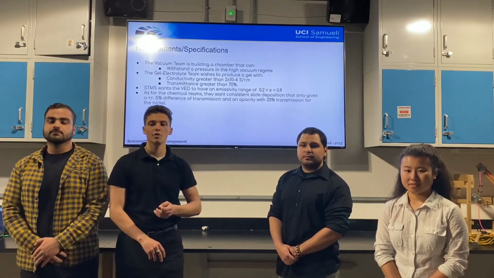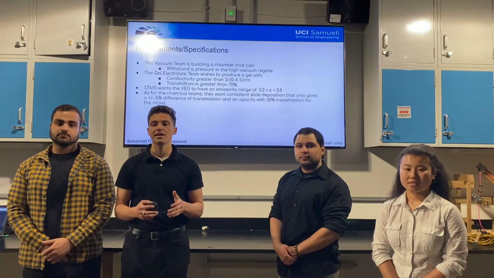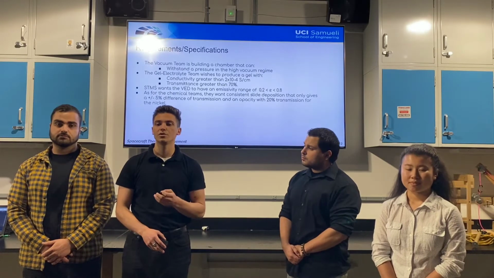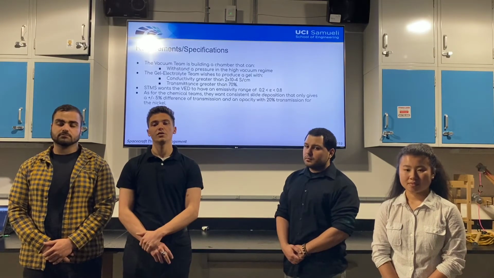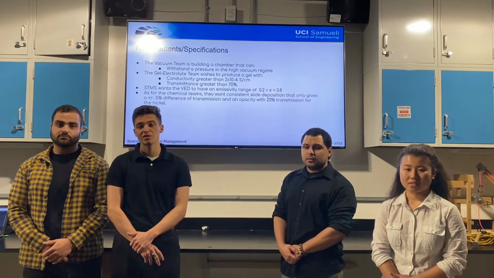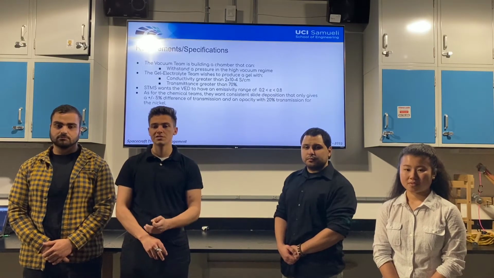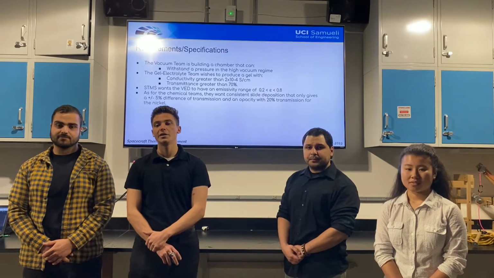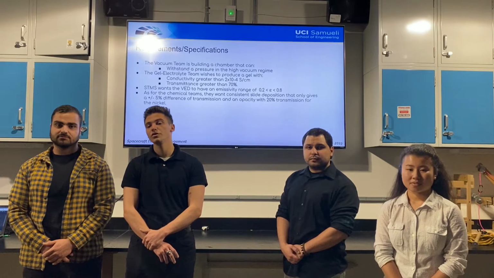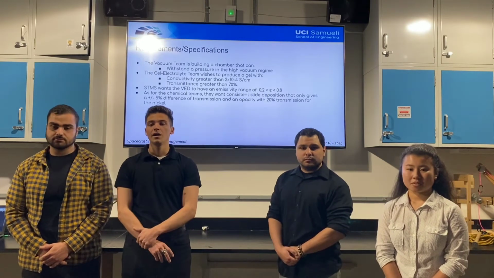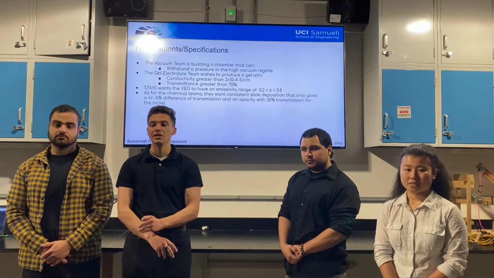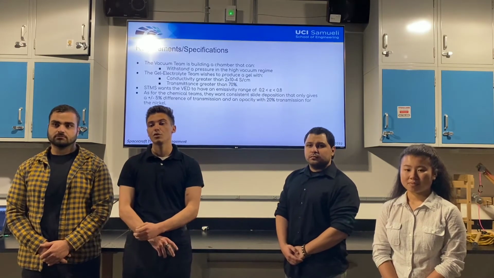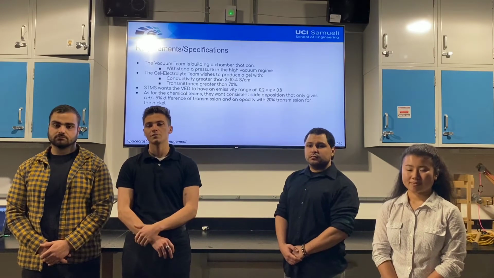Our requirements are, we want the vacuum team to build a chamber that can withstand pressures in the high vacuum regime. The gel electrolyte team wants to produce a gel with a conductivity that is greater than 2 × 10⁻⁴ Siemens per centimeter and a transmittance that is greater than 70%. SCMS wants our VED to have an emissivity range of 0.2 to 0.8. As for the chemical teams, they want a consistent slide deposition that only gives a plus or minus 5% difference in transmission and an opacity with 20% transmission for the nickel slides.